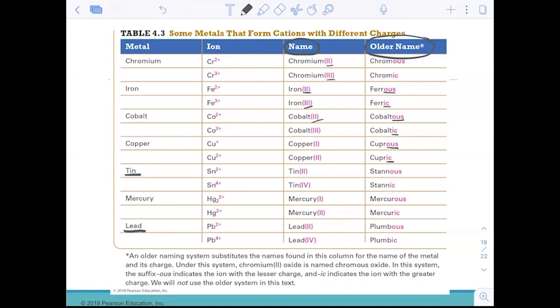The -ous is always the smaller charge. The -ic is always the larger charge. The easiest one that I always remember was ferrous, because Ferris Bueller had 2 friends, and ferrous is Fe+2.